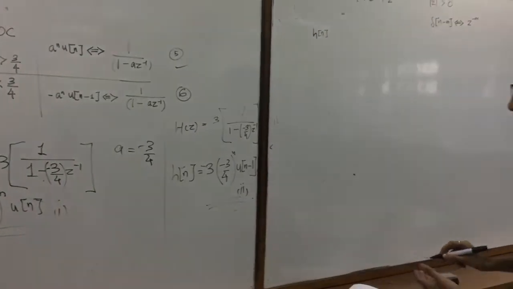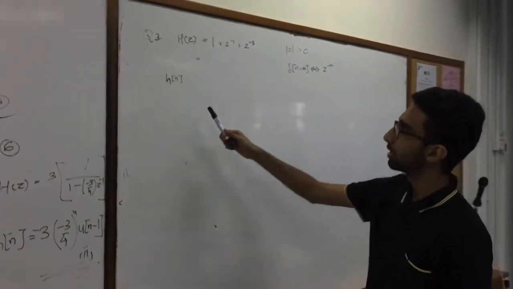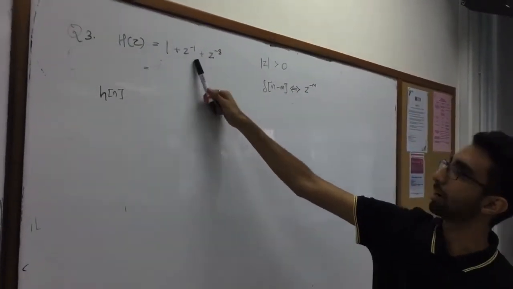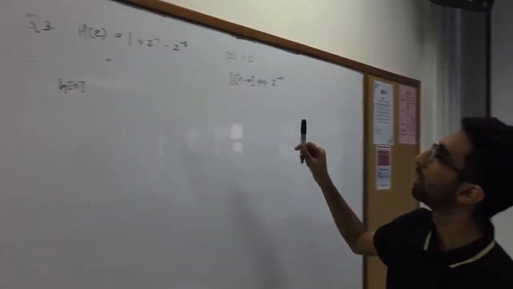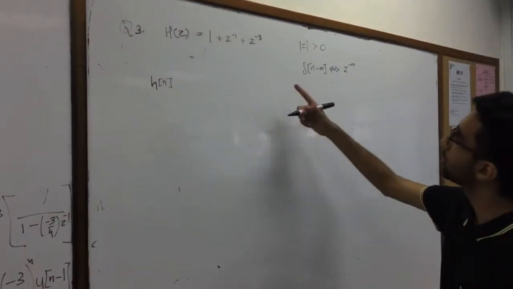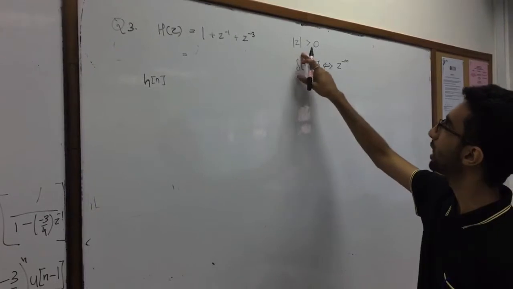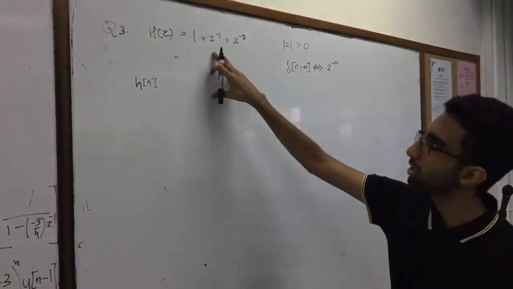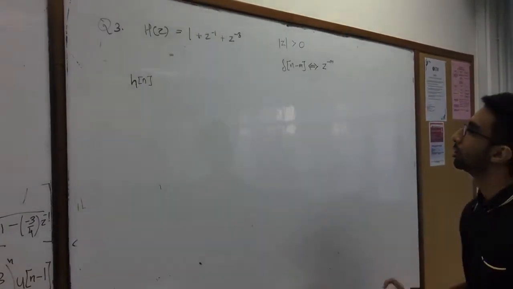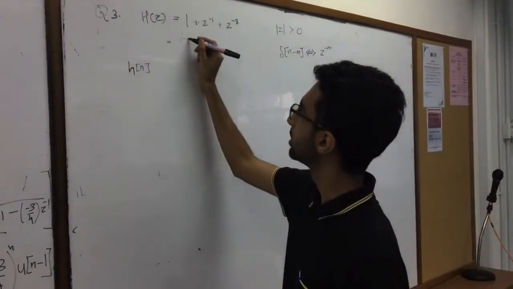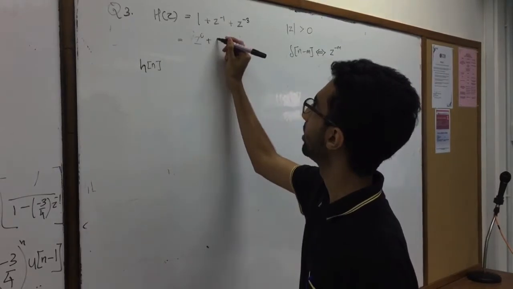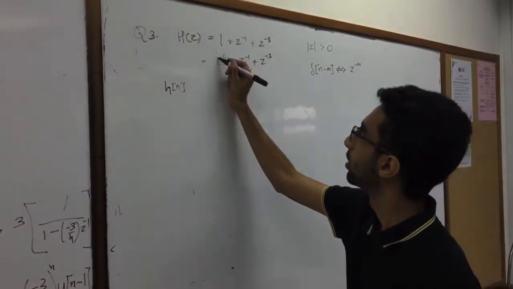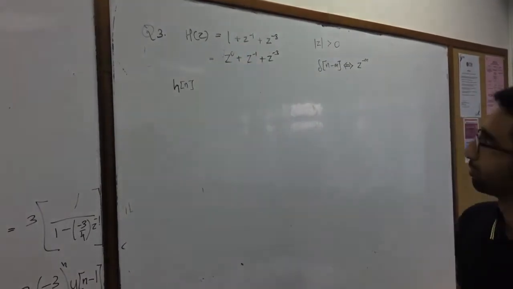So let's go to a different example. The example over here is H of z is equal to 1 plus z to the power of minus 1 plus z to the power of minus 3. So in this we can see that the region of convergence obviously is for |z| greater than 0, because if you plug in 0 into this, the function goes to infinity. So we can rewrite this function as z to the power of 0 plus z to the power of minus 1 plus z to the power of minus 3, since 1 is equal to z to the power of 0.